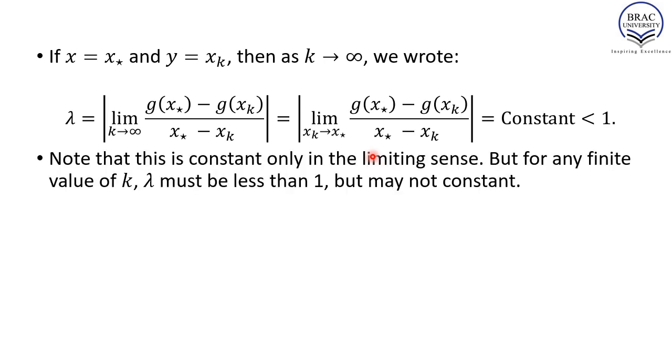Note that this constant is understood only in the limiting sense, but for any finite value of k, lambda must be less than 1 fraction, but may not be a constant. That means as we increase the iteration number, the value of lambda might be changing, but it must become a constant after a sufficient number of iterations, and this constant has to be less than 1. That's what it means here.